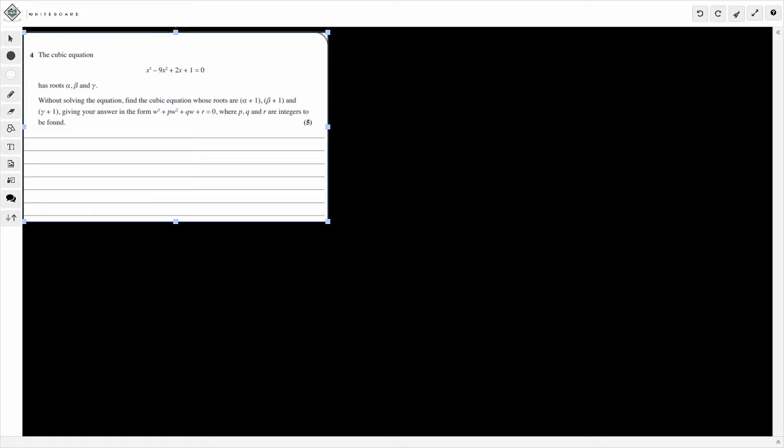The first thing we do with a substitution, you can use whatever letter, but a very common one is W. So we say W is going to be equal, in this case, because it's alpha plus 1, beta plus 1, gamma plus 1, we're going to let W be equal to x plus 1. But now we rearrange it so it's x equals. What that means is that x is going to be equal to W minus 1, right? Now what we need to do is substitute this x back into the equation.